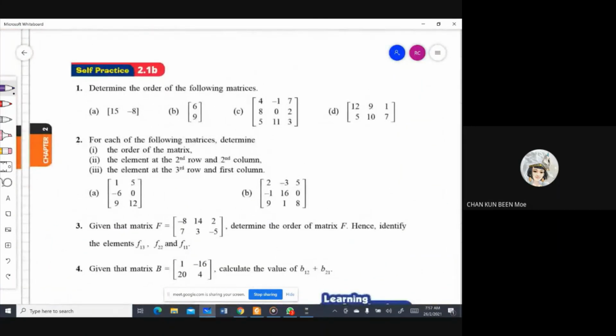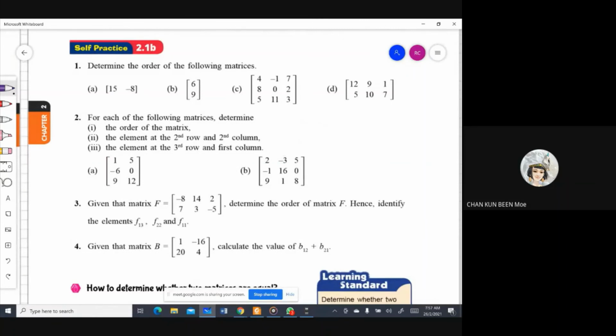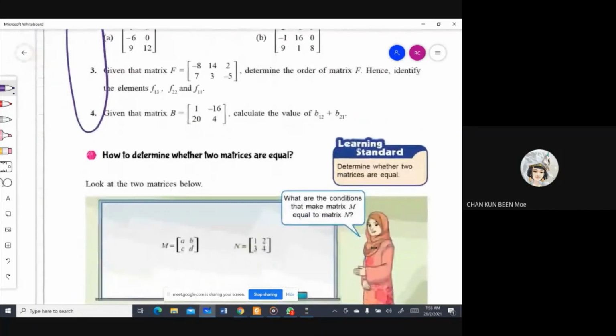Okay, now the next one. So self-practice, later on, I want you to do this directly. I give you the exercise. Solve all the questions in self-practice 2.1b. Whereas for 2.1a, just now we already solved it. No need to do. Now we continue with the matrices that are equal.